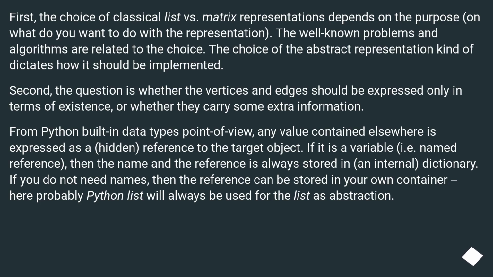Second, the question is whether the vertices and edges should be expressed only in terms of existence, or whether they carry some extra information. From the Python built-in data types point of view, any value contained elsewhere is expressed as a hidden reference to the target object. If it is a variable, a named reference, then the name and the reference are always stored in an internal dictionary. If you do not need names, then the reference can be stored in your own container. Here probably a Python list will always be used for the list as abstraction.